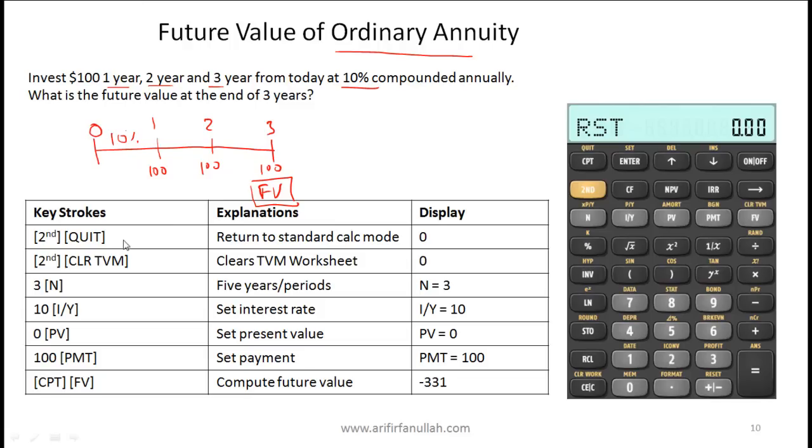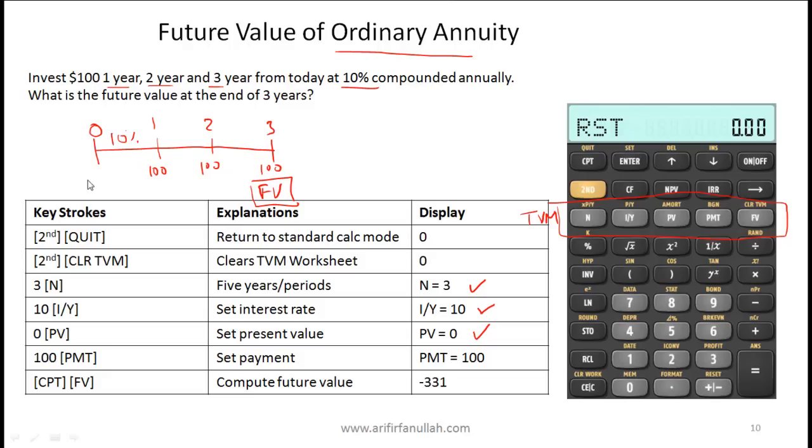So the way you do this is make sure you are in regular calculator mode, clear your time value of money worksheet, and then plug in 3n. So that's saying that we have 3 periods. So here again we will use this row over here for time value of money calculations. So set n equal to 3. Then you type in 10 and then your interest rate. So that sets interest rate equal to 10%. Your present value is 0.